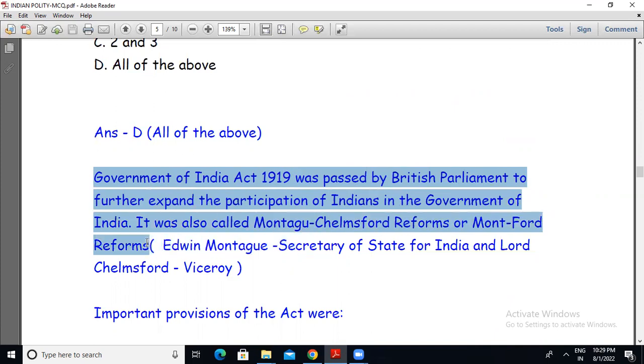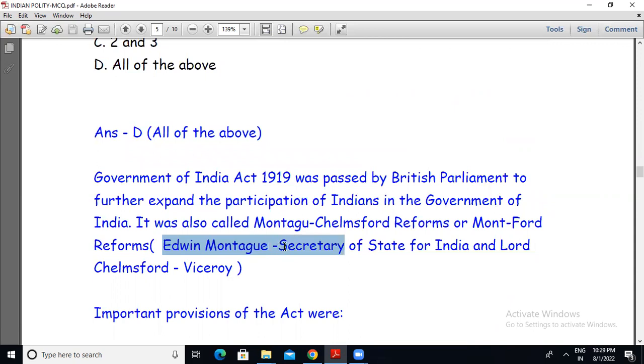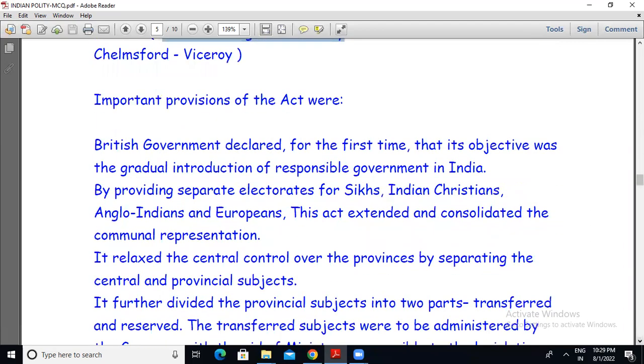So Montagu-Chelmsford reforms was also known as Montford reforms. Here Edwin Montagu was the secretary and Lord Chelmsford was the viceroy. And similarly, Morley-Minto, Morley as a secretary, Minto as a viceroy. Government of India Act 1919, that is Montagu-Chelmsford reforms, Montagu was the secretary and Chelmsford was the viceroy. Now, what were the important provisions?